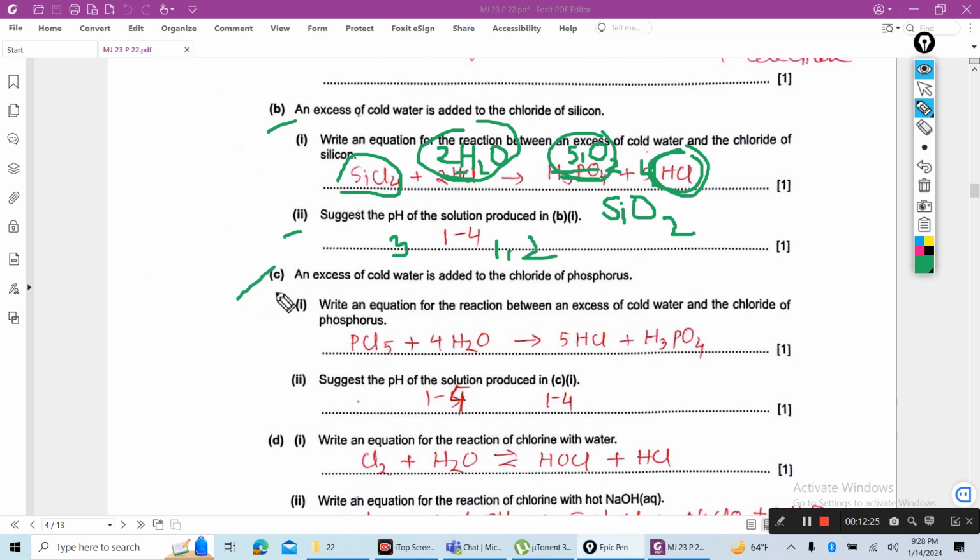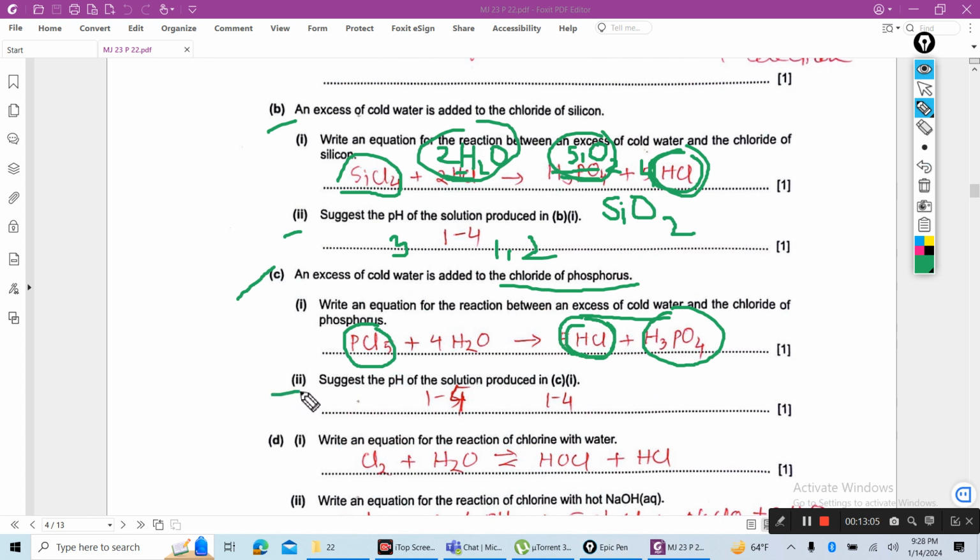Next, number C, an excess of cold water is added to the chloride of phosphorus. Chloride of phosphorus means phosphorus pentachloride. Write an equation for the reaction between cold water and phosphorus pentachloride. Phosphorus pentachloride reacts with water to form hydrochloric acid and phosphoric acid, H3PO4. Hydrochloric acid is a strong acid, phosphoric acid is a weak acid.